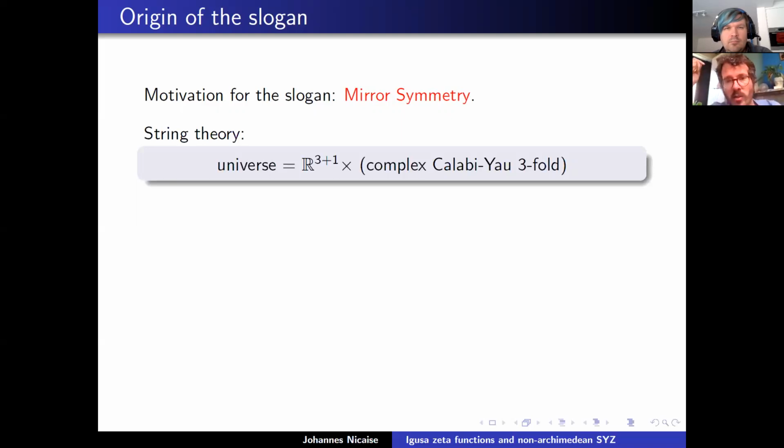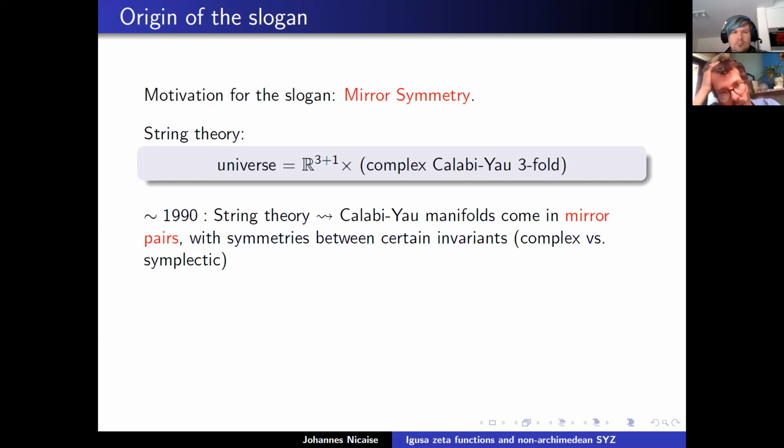I'm going to tell you a couple of things that already showed up, for instance, in the talks by Alberto and Karim. But very quickly, in string theory, the universe is represented by usual spacetime, R3+1, and then an additional 6 real dimensions, taking the shape of a complex Calabi-Yau threefold. And the theory actually predicts that Calabi-Yau threefolds, and more generally Calabi-Yau manifolds, come in mirror pairs, which have interesting symmetries between them. There the mantra is that the complex geometry of a Calabi-Yau threefold should be equivalent, whatever that means, to the symplectic geometry of the mirror partner.